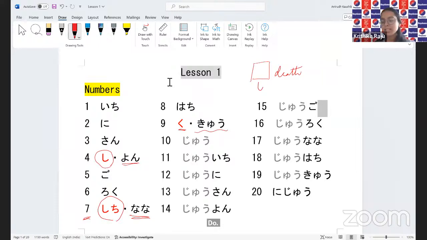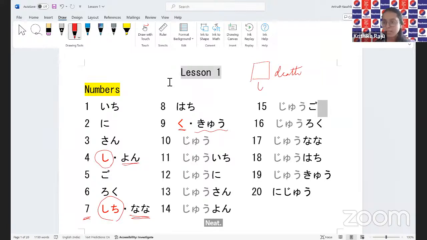Okay. Now what is 7? Nana. 8? Hachi. 9? Q. 10? Ju. Once more. 7? Nana. 8? Hachi. 9? Q. 10? Ju. Okay. Nana. Hachi. Ju. Q. Nana. Hachi. Q. Ju.